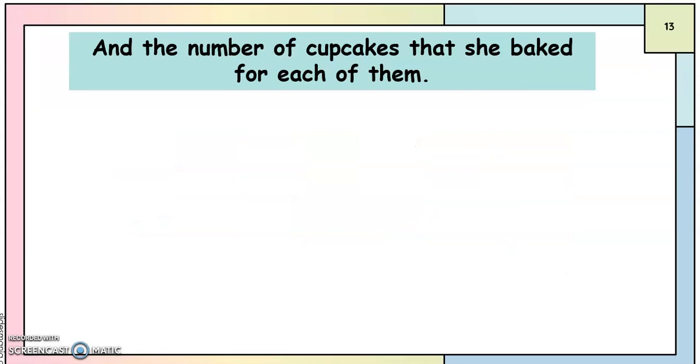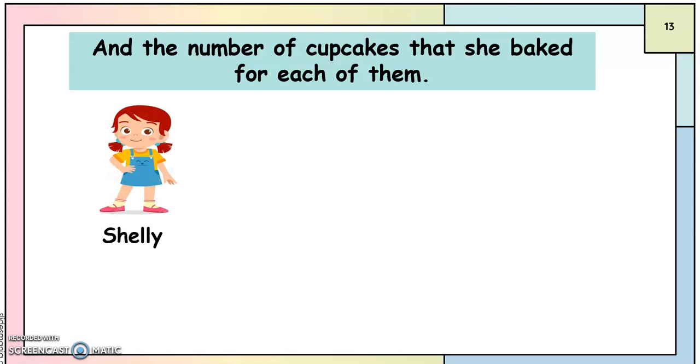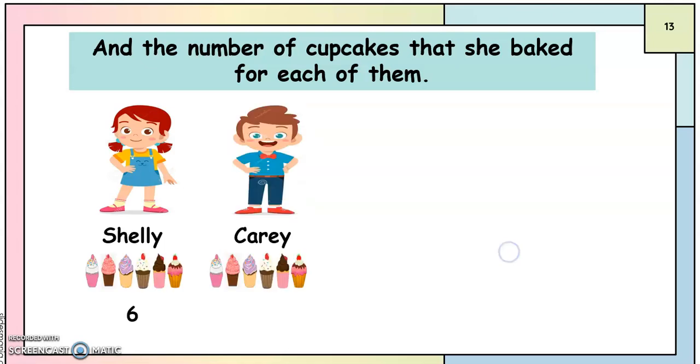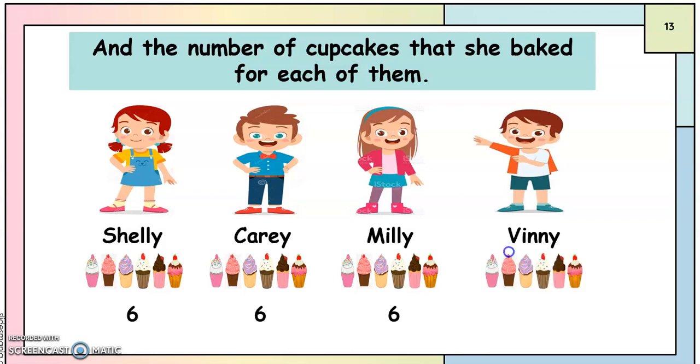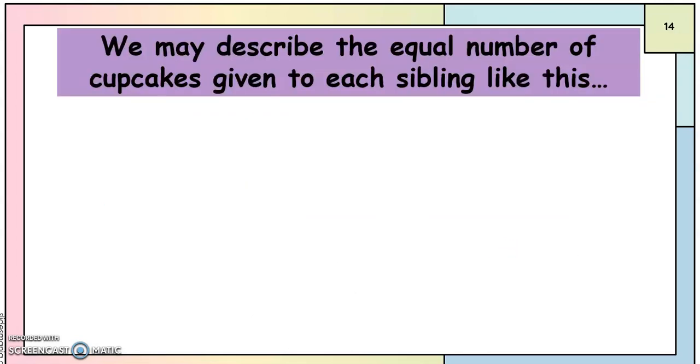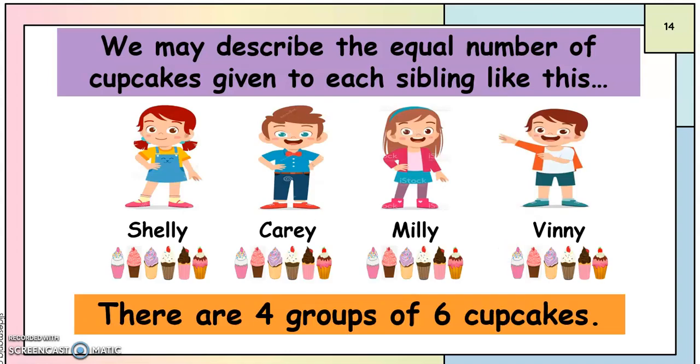Now, these are the number of cupcakes that she baked for each of them. For Shelly, she baked 6. Then, for Carrie, she also baked 6. For Millie, she also baked 6. And for Vinny, she also baked 6. We may describe the equal number of cupcakes given to each sibling like this. There are 4 groups of 6 cupcakes.